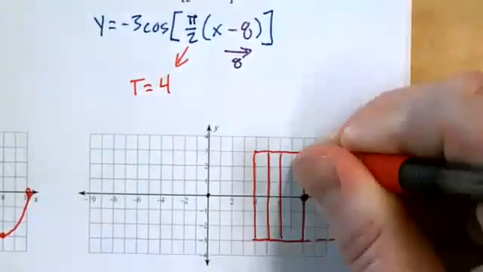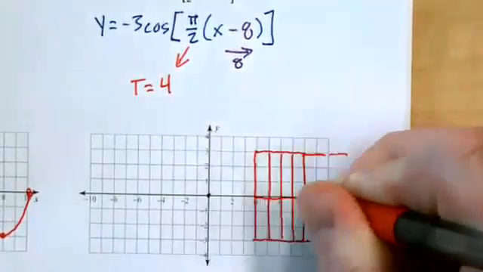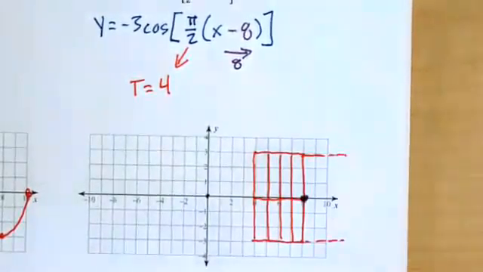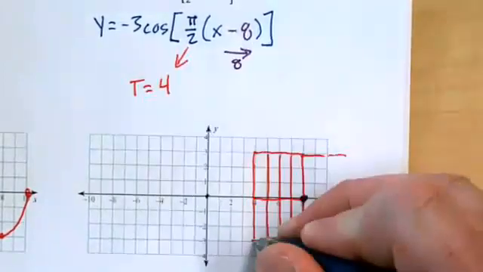And I want to talk really briefly one more thing about this problem before we flip over in the back. This is a negative cosine.